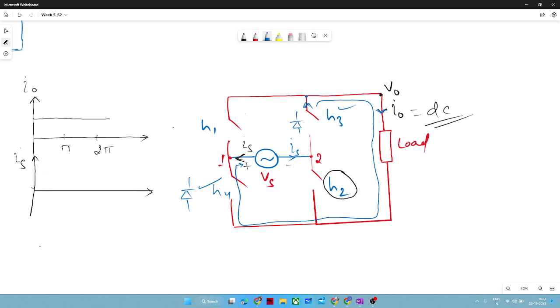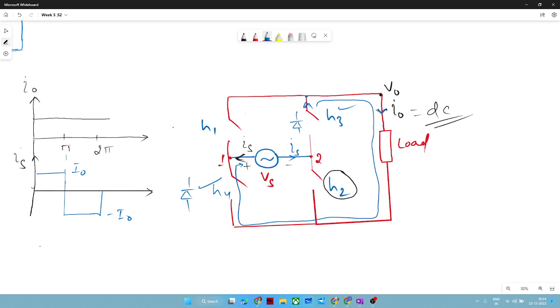So till pi, Is was equivalent to I naught, but after pi, when H3 and H4 were conducting, you are getting negative value of I naught. So here the magnitude will be I naught and minus I naught. So now it is a full square kind of waveform, and it will give you certainly AC components here that will be dominant.